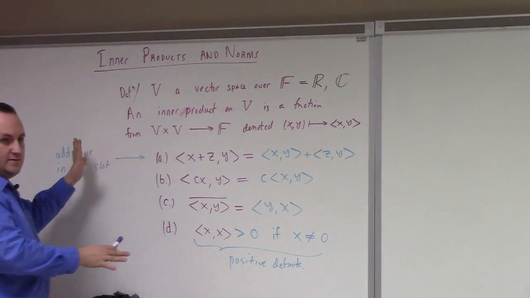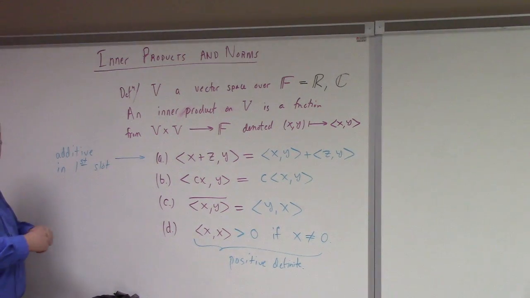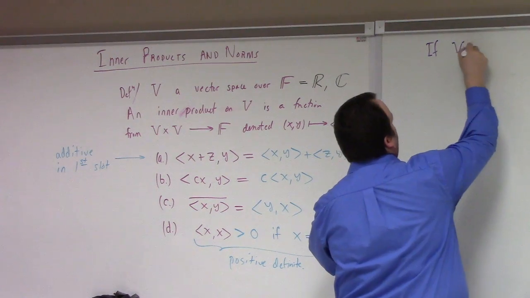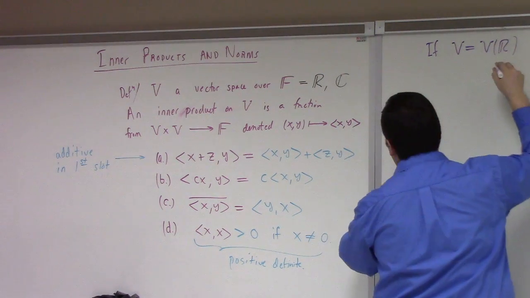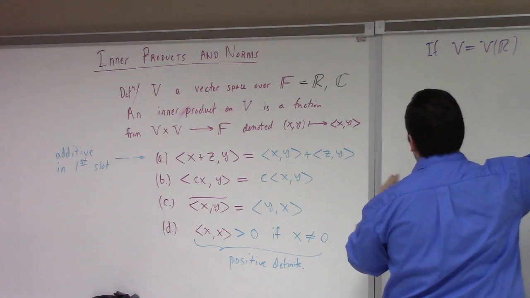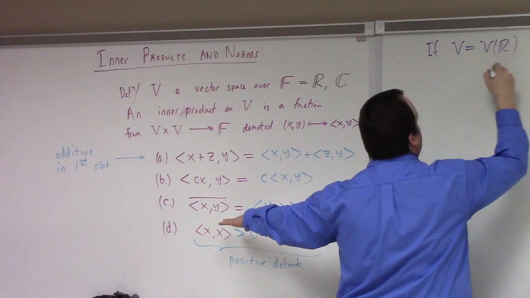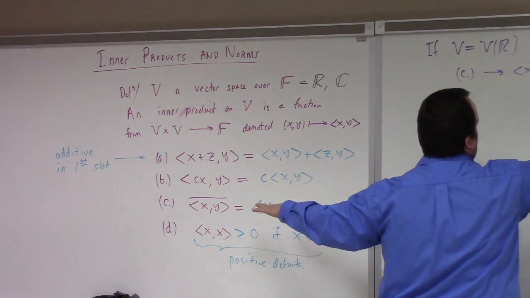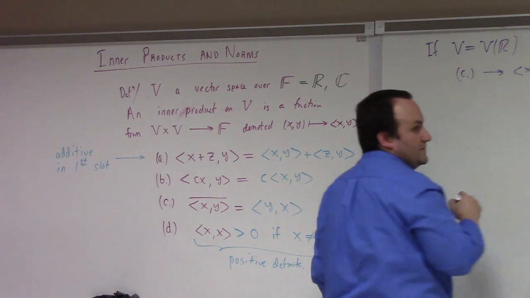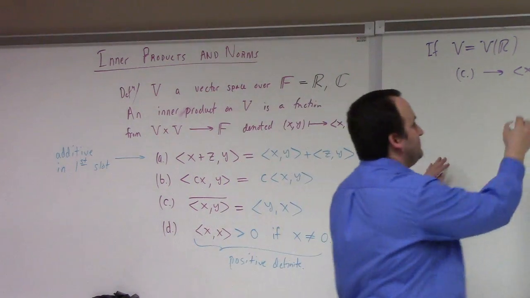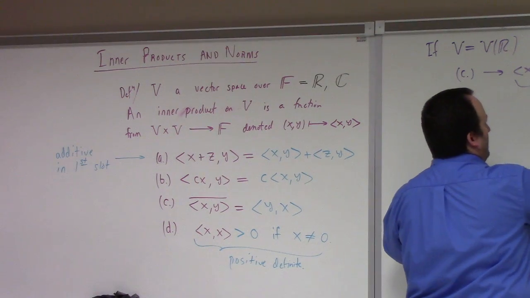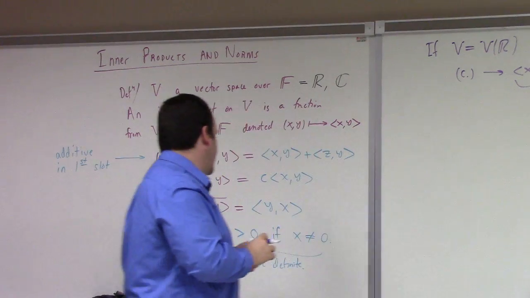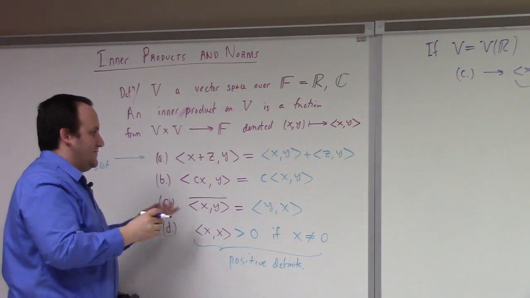How does this definition change if it's real? If V is a real vector space, then this definition is a little bit easier. C translates into xy is equal to yx, right? Which is just called symmetric. It's a symmetric inner product. And I guess that's pretty much it.